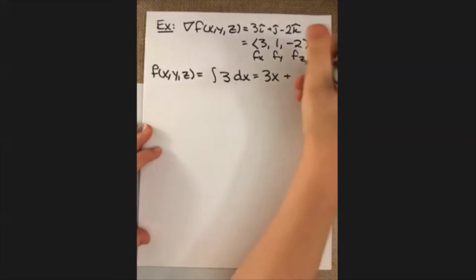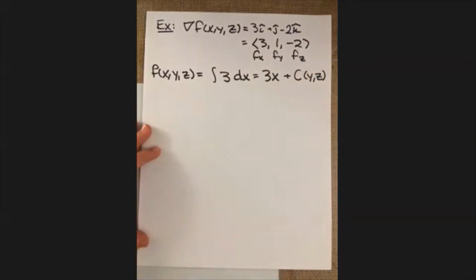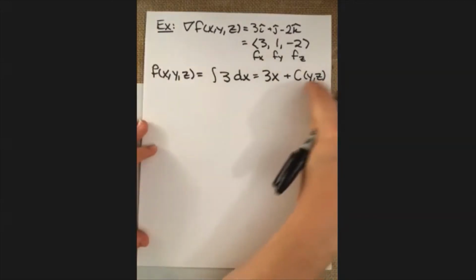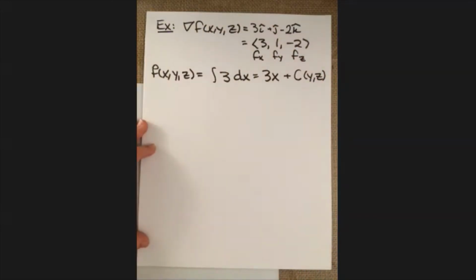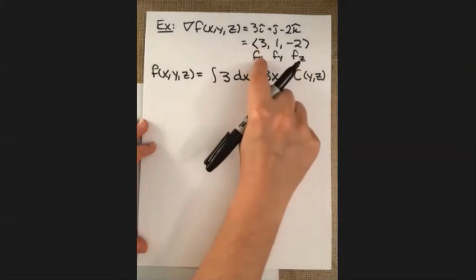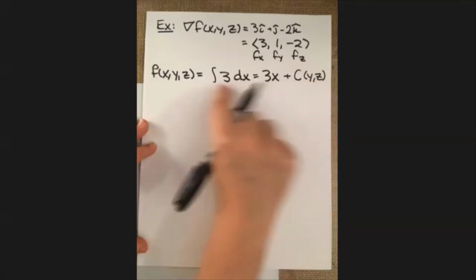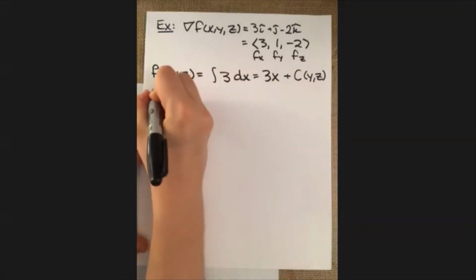So we have to add back in this unknown function of y and z. I'm just going to denote it with a c, okay? And there may also be some constants that are jumbled in there too. But the point is that anything that was only in terms of y and z had to have gotten lost in the derivative process with respect to x. So we just want to make sure we account for that when we do this integral here.